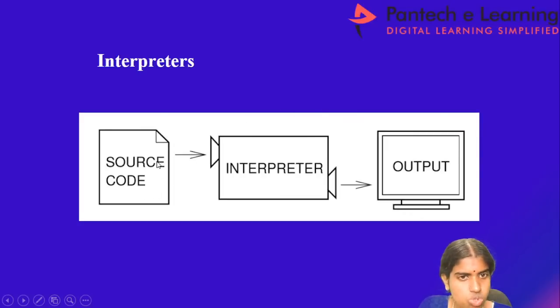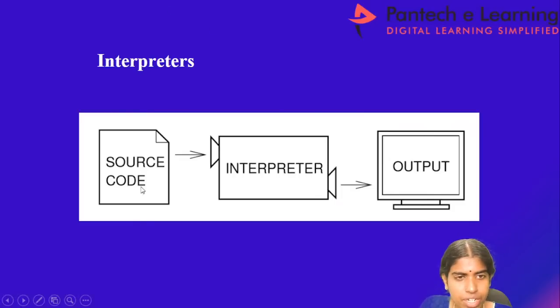So I have a source code block. It is given to the interpreter and it is given to the output monitor. So I am going to get the display at the output. All these are the different blocks that are present in an interpreter. So what is the use of these two kinds of programming process? What is the use of an interpreter and what is the use of a compiler?